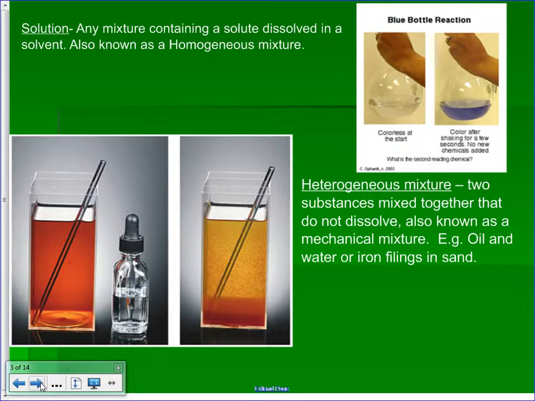So, terminology here. Solution. A solution is any mixture containing a solute dissolved in a solvent. We'll talk about what solutes and solvents are in a minute. It is also known as a homogeneous mixture, however you want to pronounce it. Either way is fine with me. So any mixture that contains a solute dissolved in a solvent.